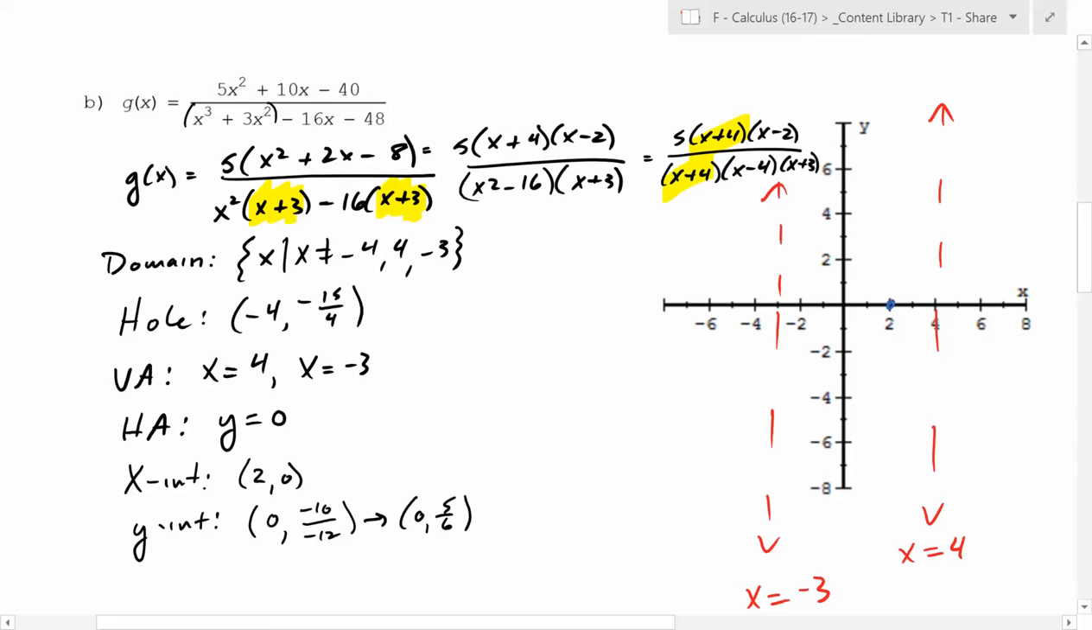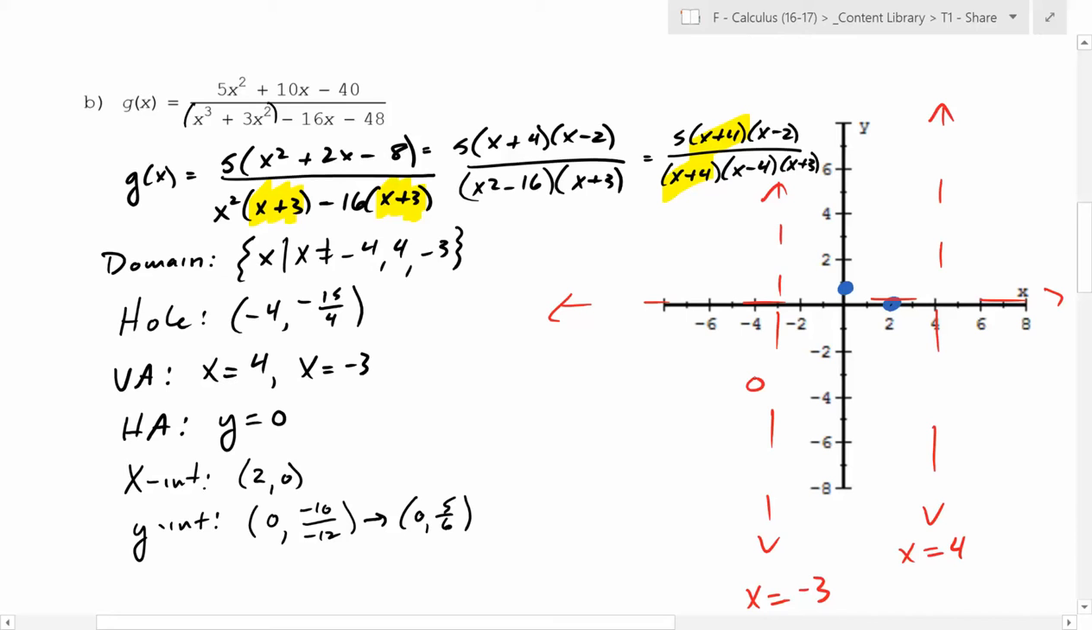So we know it's at 2, 0 right there. We already showed that it does cross once, right? And then what's the y-intercept? 0, what? 10 over 12, or 5 over 6. So it's a little less than 1. It's right there. And is there a hole somewhere? Yeah. Where is it? -4, -15 over 4. Yeah, so almost -4, right? So something like that.